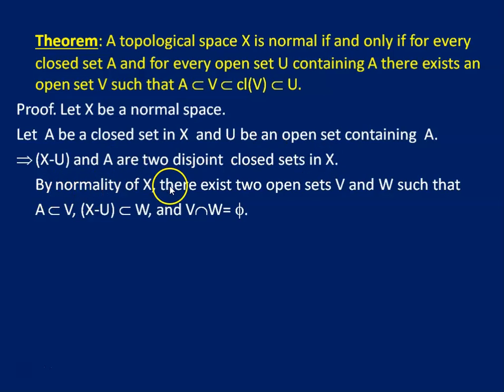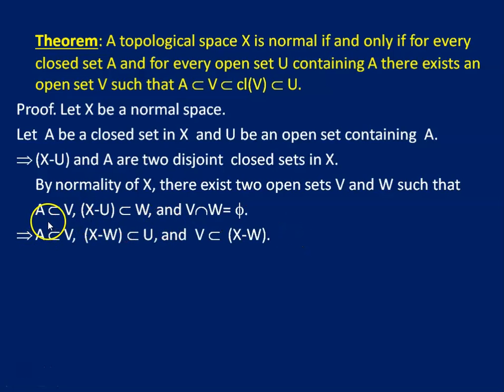By normality of X, there exist two disjoint open sets V and W such that V contains A and W contains X minus U. Because X minus U and A are two disjoint closed sets and the space X is normal, by normality of X there exist two disjoint open sets V and W. V contains one of those closed sets, A, and W contains the other closed set, X minus U. And these V and W are disjoint.